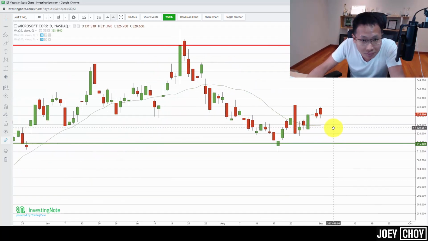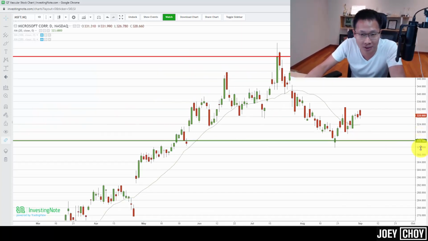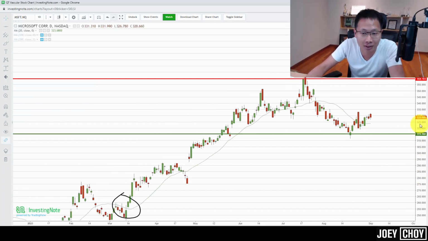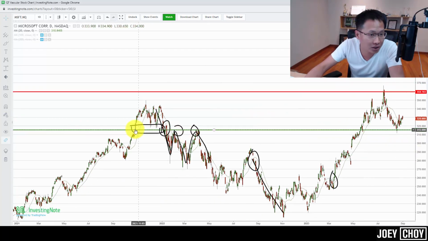Is it pointing down? I mean, no. It's flattening. So I would say the short-term trend has turned from down to a bit of sideways. Does it make sense? So there is some stability. And why? Because as I said, we have already hit this support level, around 315 to 320, which is pretty much what we have covered just now.